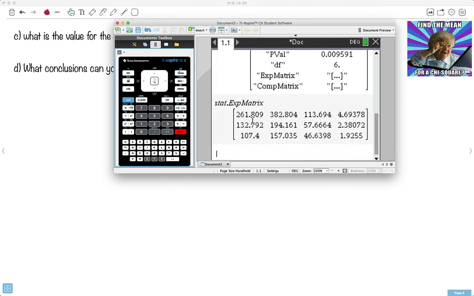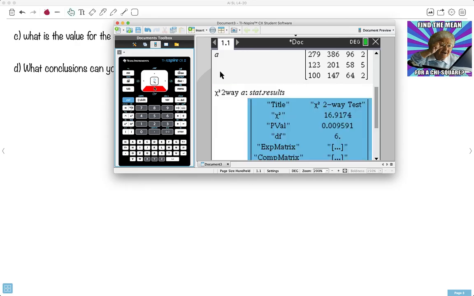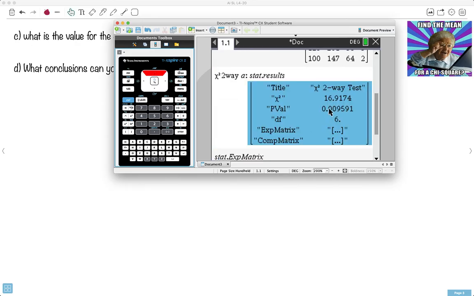Look what it does. It tells me what all those were. So remember all those calculations I showed you in another video? It did it for you. So that's kind of handy. What I need, though, is also the p-value. That might help. So watch. P is 0.009591. I'm going to write that down.